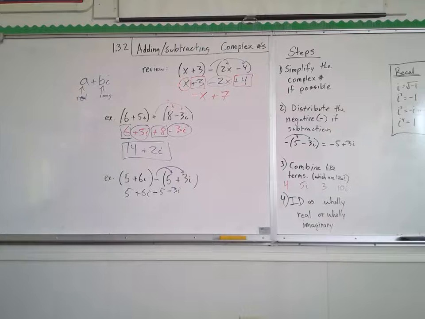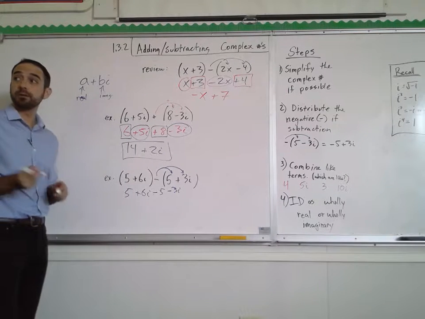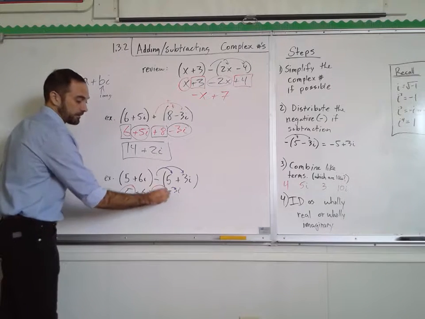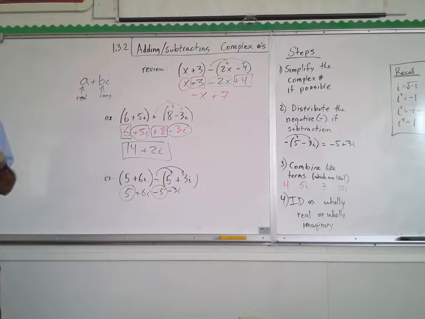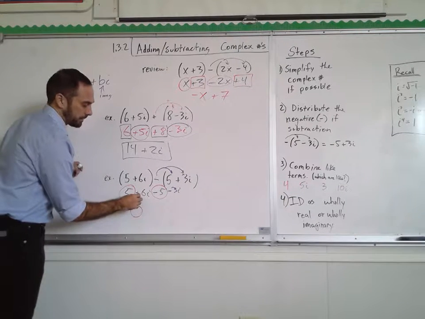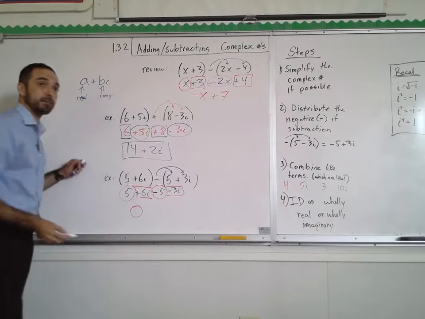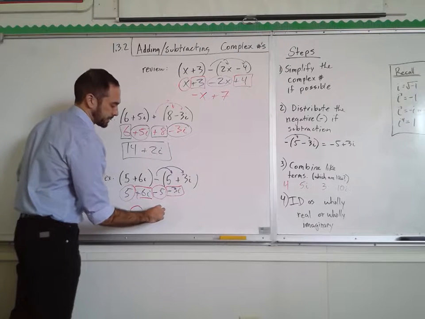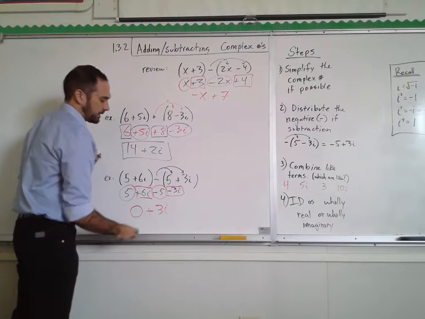All right, what there can I combine? Let's go for the real number first. So we have a positive 5. We have a negative 5. That gives us 0. Positive 6i and negative 3i. 6 minus 3? Positive, right? Because it was positive 6. Okay. So this would be my answer.